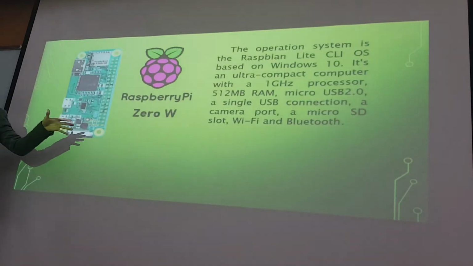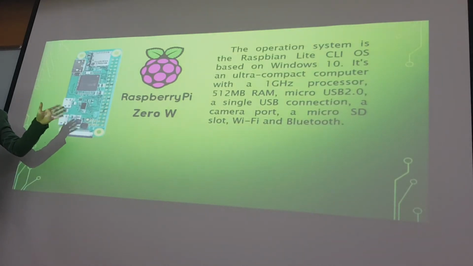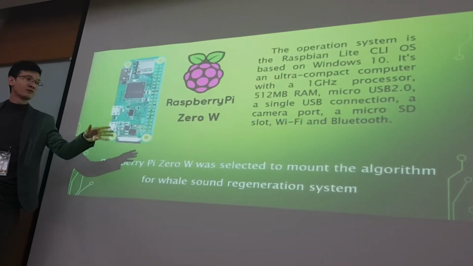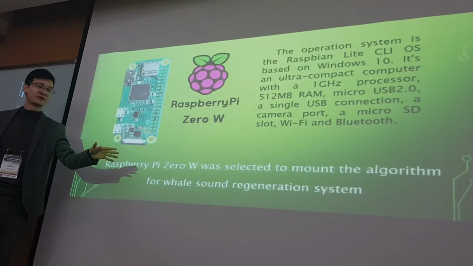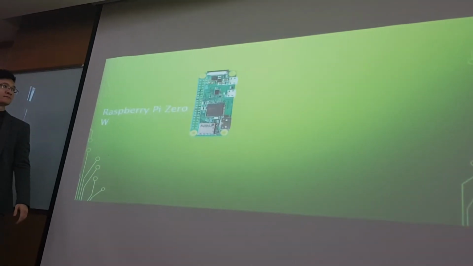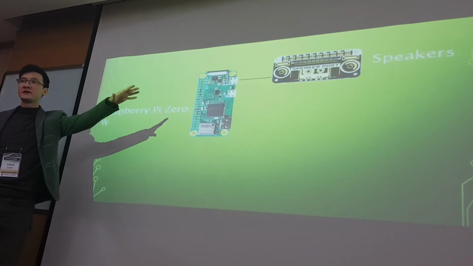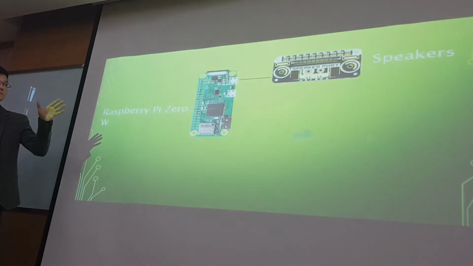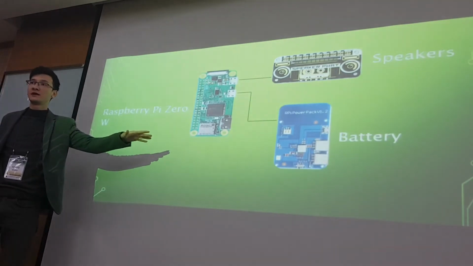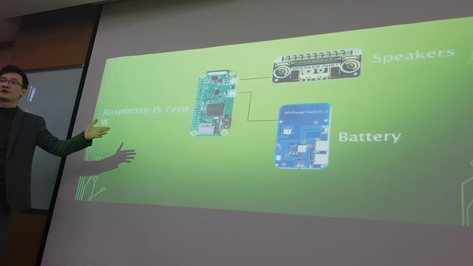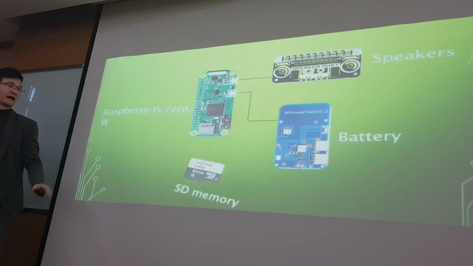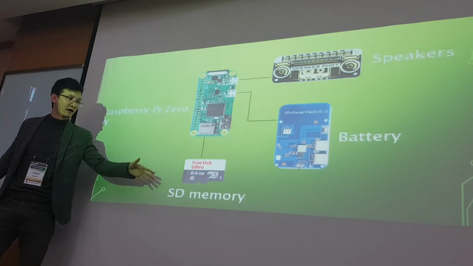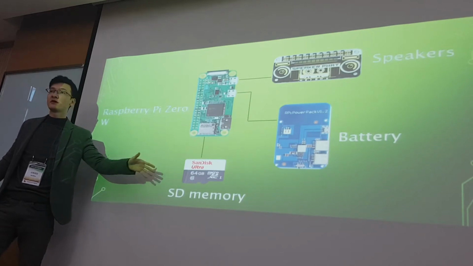Here you can see a mini computer. It has a mini processor, RAM, everything, USB ports, Wi-Fi, Bluetooth. So we selected this system in order to mount the algorithm for the whale sound regeneration system. Then we connected speakers to this Raspberry Pi in order to listen to whale sounds. Then also we connected a battery in order to provide energy for the Raspberry Pi. And lastly, we inserted our SD memory with database and also with software.